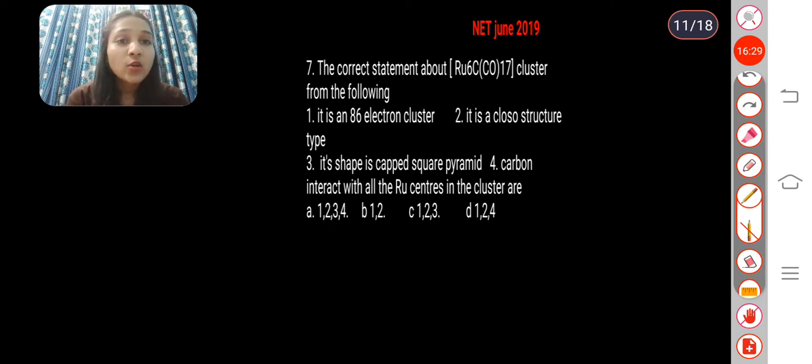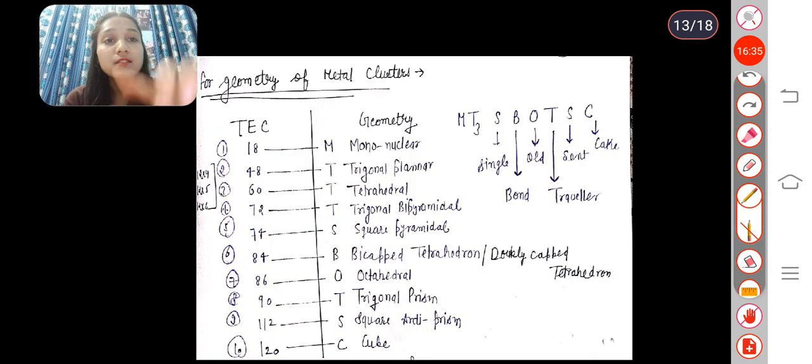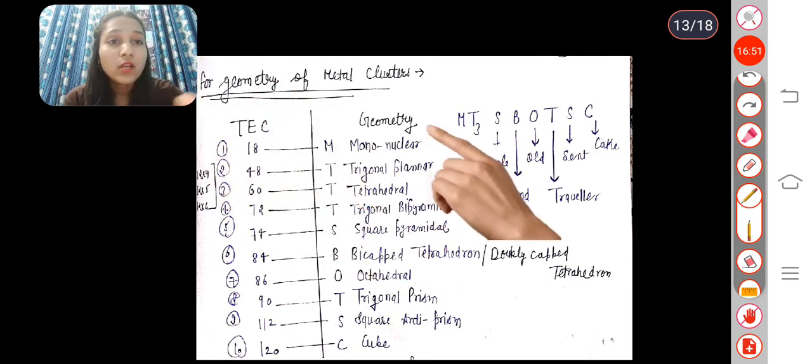Now come to the third option. Its shape is capped square pyramid. Then how can you detect the shape of these types of complexes? For this we also have a series. So you have to note down all these series. You must remember these series to answer these types of questions. So this is total electron count and this is geometry.